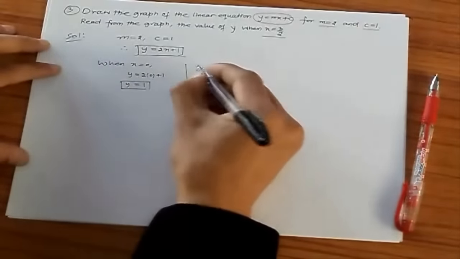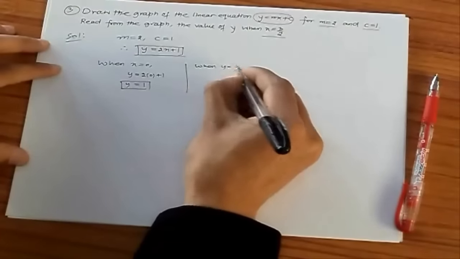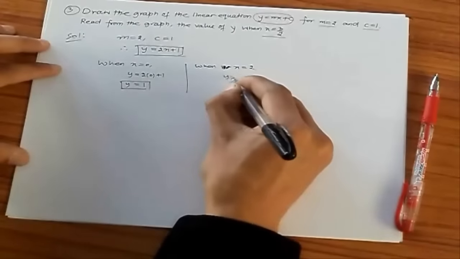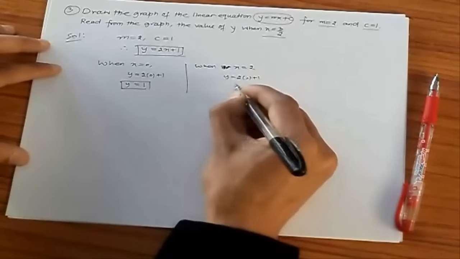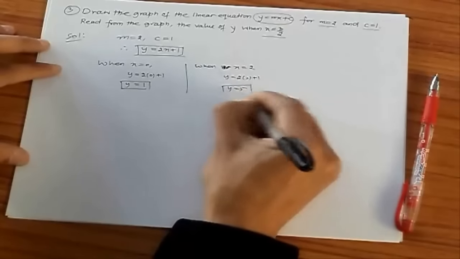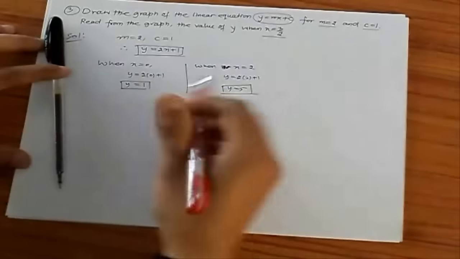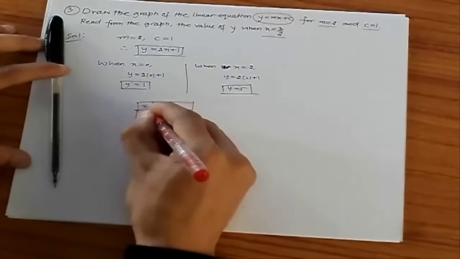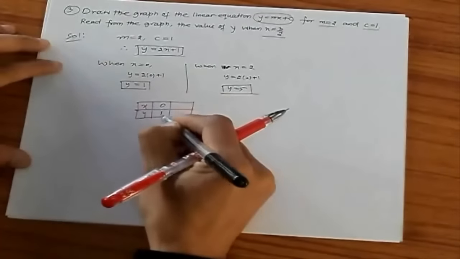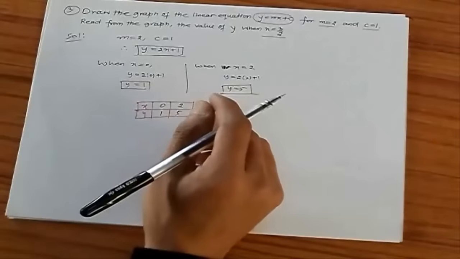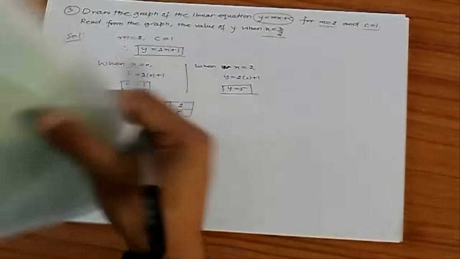We're going to find one more solution. When x equals say 2, then y equals 2 into 2 plus 1. So y equals 2 into 2, 4, plus 1, 5. Got it? So our two solutions are: when x equals 0, y equals 1, and when x equals 2, y equals 5. Now next we're going to plot a graph. It's very easy. Here's my graph. I'm going to draw a reference line.